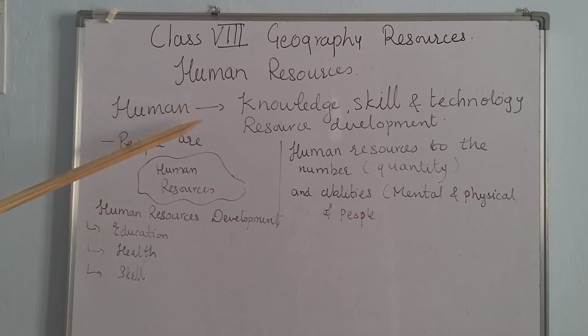Human is also a kind of resource. I discussed natural resource. I discussed human made resource, and this is human resource. These are the three types of resources we have discussed. A few examples are in your textbook.